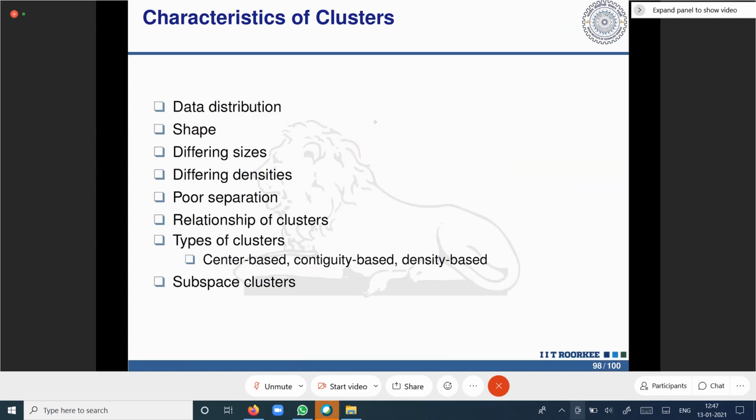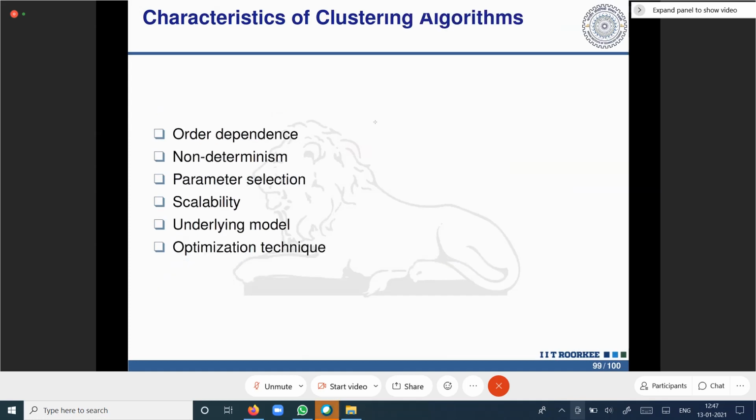Characteristics of clusters: data distribution. What is the shape of the clusters? Different sizes. Are there different densities? Are the clusters separated well or not? Relationship between clusters. Type of clusters, like centroid based, contiguity based, density based, subspace clusters.